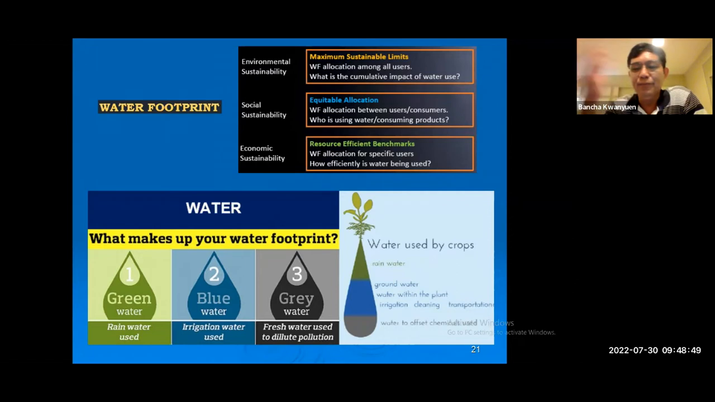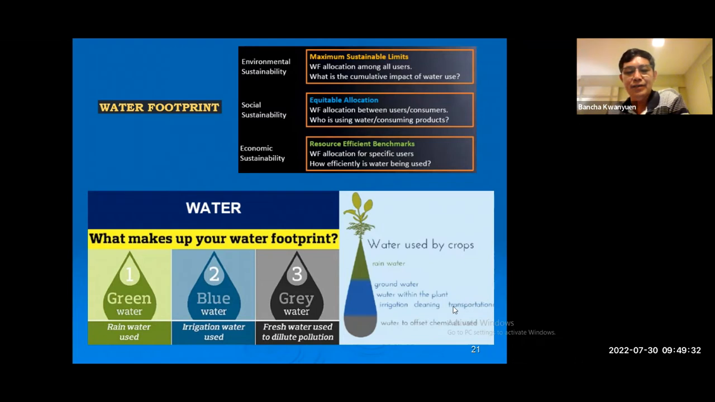So overall, if you grow a crop in the rainy season, you can have a lot of green water free from the rainfall, and some water from irrigation. But if you grow a crop in the dry season, the green water will be minimal, and most of the water will come from blue water. But with blue water you need transportation, diversion, and energy. If you use groundwater, you need pumping, and irrigation also. So it depends on how we produce a crop.